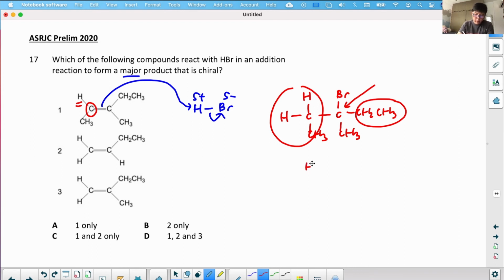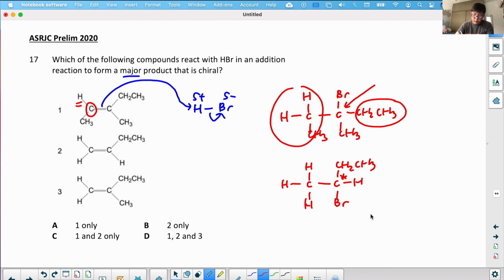So if I draw it based on Markovnikov's rule, this is what you get. Here, I put the Br here. Okay, H and Br. Right, so is there a chiral carbon? Yes, this is a chiral carbon. Right, okay, let's look at 3.